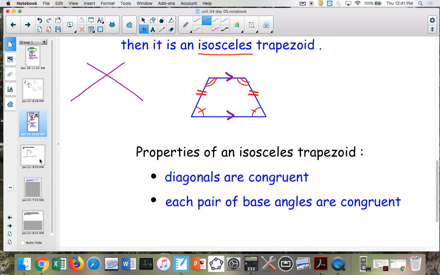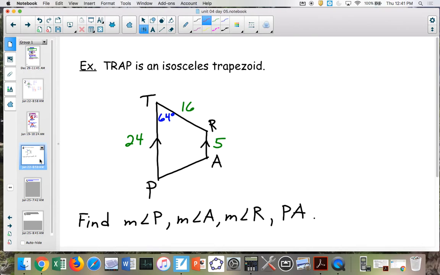So let's try an example. Here's an isosceles trapezoid. Find those four missing pieces. Well, because it's isosceles, we know these are the legs, and those are congruent. So I know that PA is also length 16.